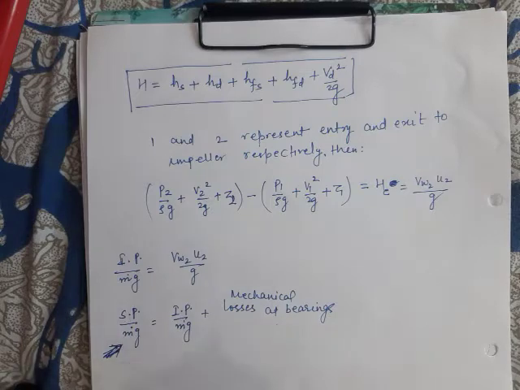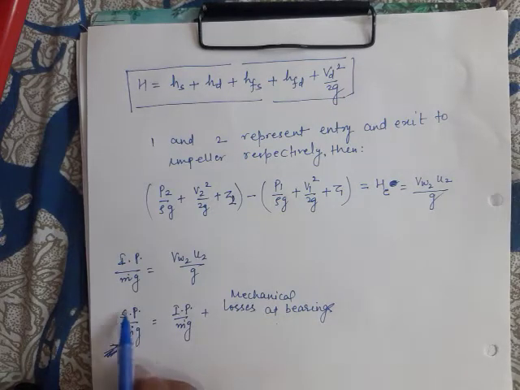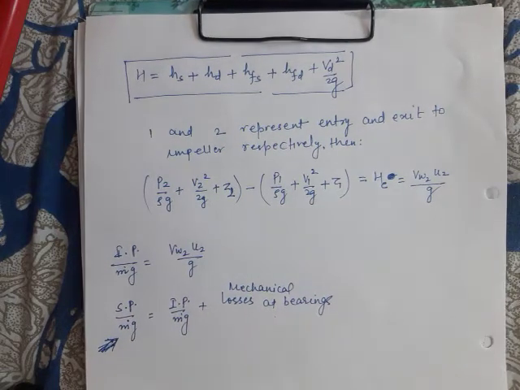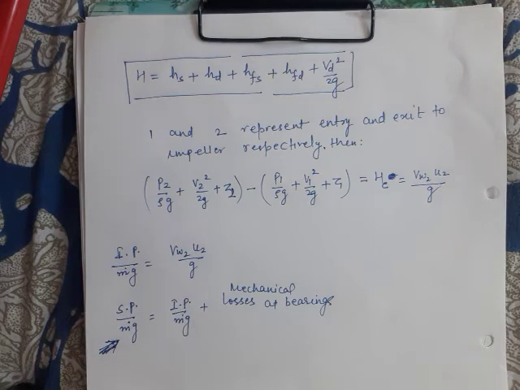So how does the power flow? Power first goes to the shaft of the impeller, then from shaft to the impeller, and then from impeller to the water. That is how the power flows in a centrifugal pump. So this is the shaft power.